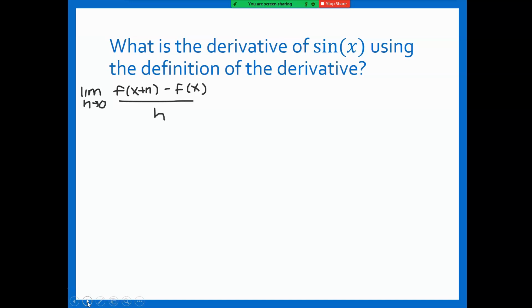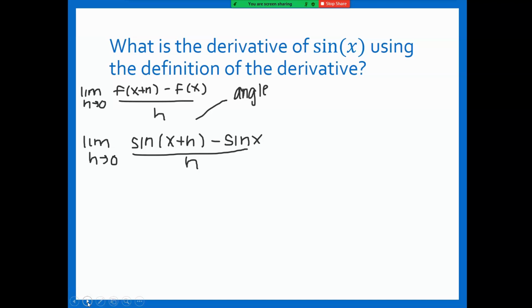So if we want to find the derivative of sine x, then that's going to become the limit as h approaches zero of sine x plus h minus sine x all over h. And then in trig, you learned about something called the angle sum identity. So the angle sum identity says that the sine of x plus h can be rewritten using sines and cosines and no longer adding the angles together.